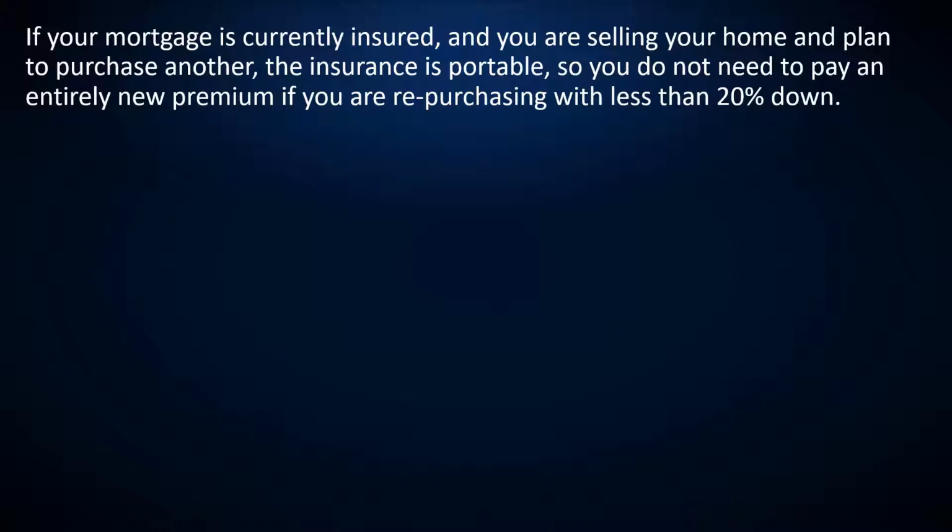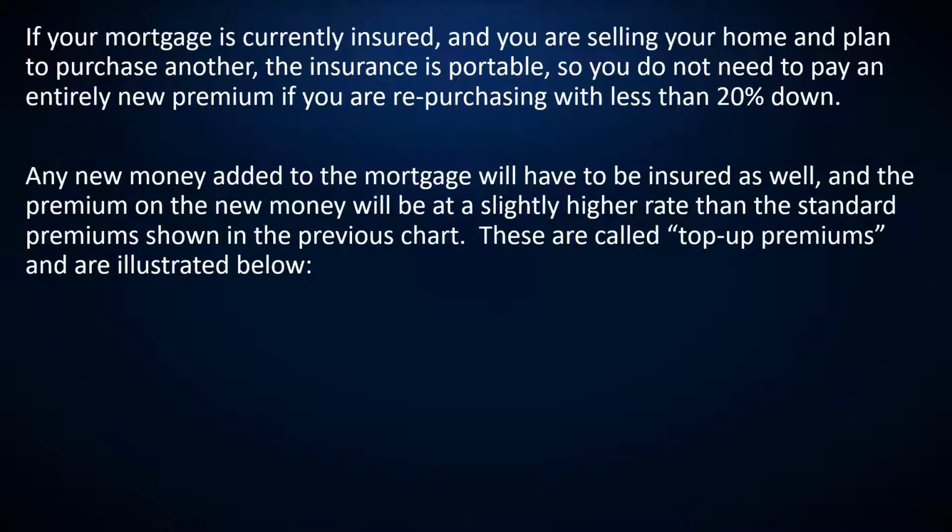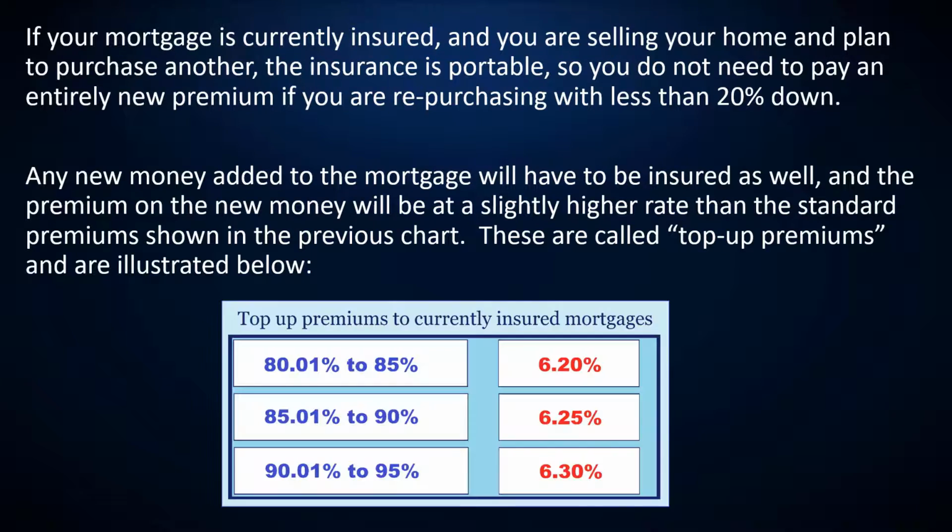If your mortgage is currently insured and you are selling your home and plan to purchase another, the insurance is portable, so you do not need to pay an entirely new premium if you are repurchasing with less than 20% down. Any new money added to the mortgage will have to be insured as well, and the premium on the new money will be at a slightly higher rate than the standard premiums shown in the previous chart. These are called top-up premiums and are illustrated below. Now, although these premiums are higher than the standard premiums, please keep in mind that they're only applied to the new money added to the mortgage.